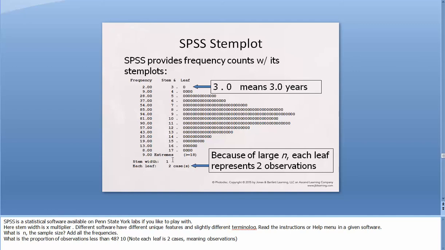Let's see, should I talk about anything else in here? No. Now in here they don't give you what n is. N is the total number of observations. How do you find n? You need to add all these up. In fact, I have asked another question here. What is the proportion of observations less than 48? So how do you find that?